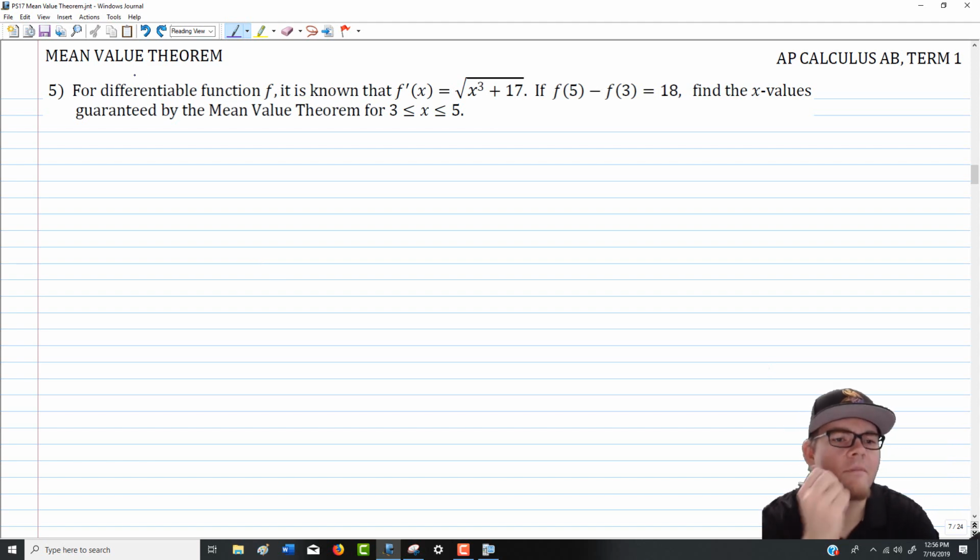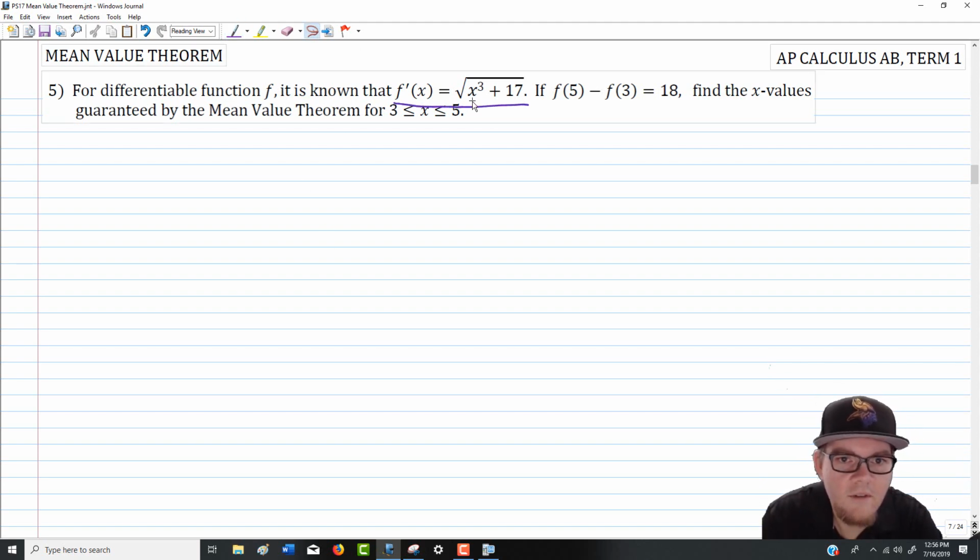So it says in question number 5, for a differentiable function f, it is known that f prime of x equals the square root of x cubed plus 17. So they're giving us the derivative here. So that's kind of an interesting twist. Normally we have to find that. We did not in this particular case.